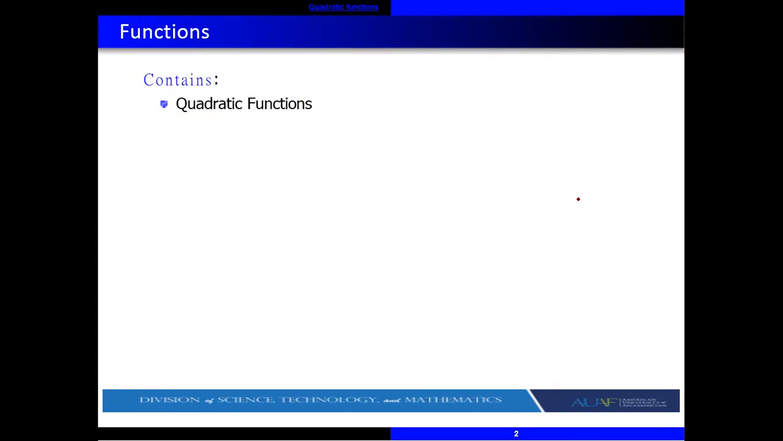Any function in which the highest power is 2, your function variable power is 2, it's called a quadratic function. Great, excellent.